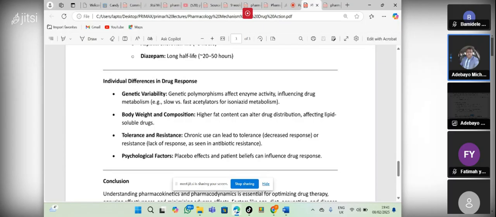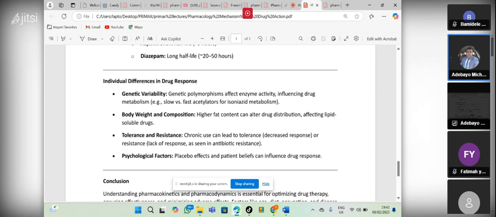Then there is tolerance and resistance as well. Chronic use leads to tolerance or resistance, like we gave the example of smokers and alcoholics. If you are giving any alcoholic an opioid, they need more doses, because their body is already a bit used to it. They just need higher doses for them to work. And with chronic opioid abuse as well, you can't give them low doses.